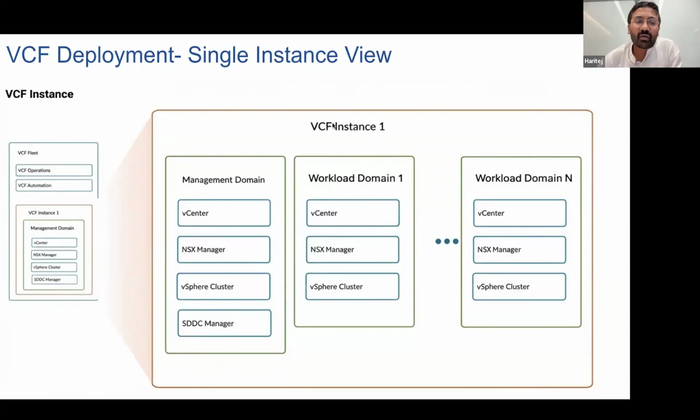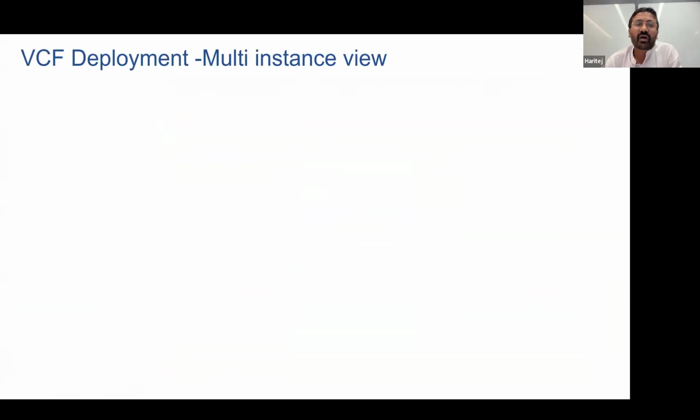Now, having discussed what a VCF instance would look like, let us see what is VCF fleet. VCF fleet is nothing but a logical abstraction of one or more VCF instances that share a common set of services like VCF operations and VCF automation. We will get a broader picture once we see a multi-instance deployment view. But for now, VCF operations is your management and monitoring plane for your entire VCF stack. And VCF automation is your self-service portal from which you can provision your virtual machine-based workloads or containerized workloads. Now let us see how a multi-instance view of a VCF deployment would look like.